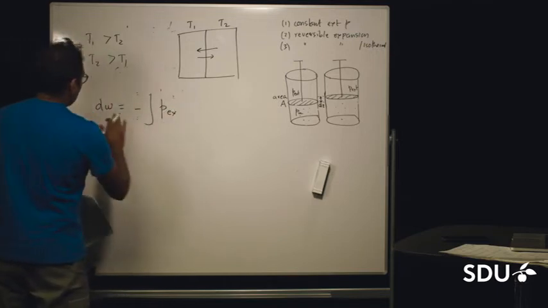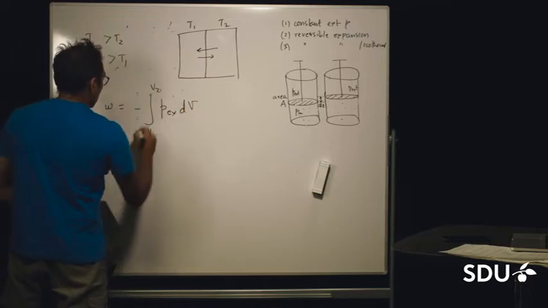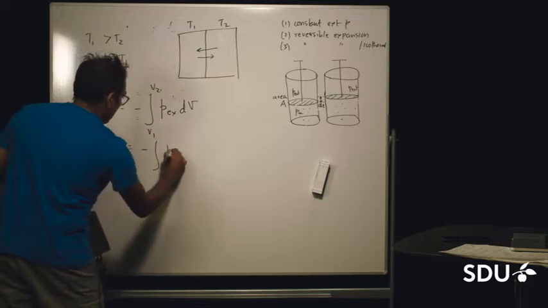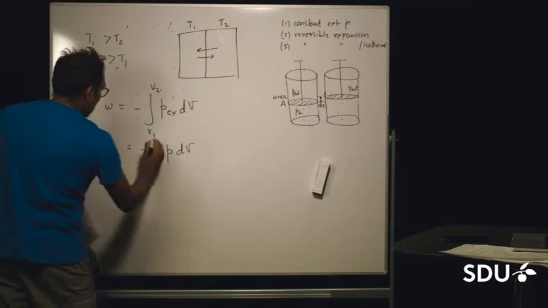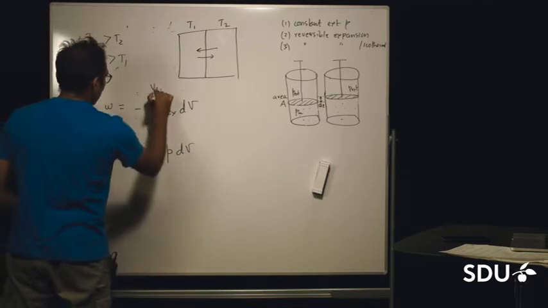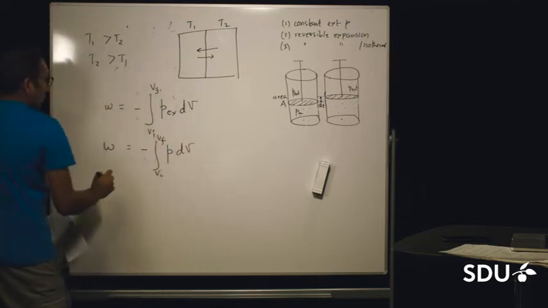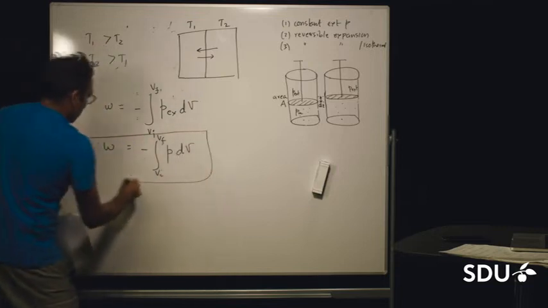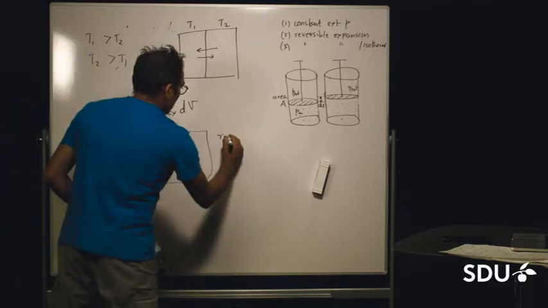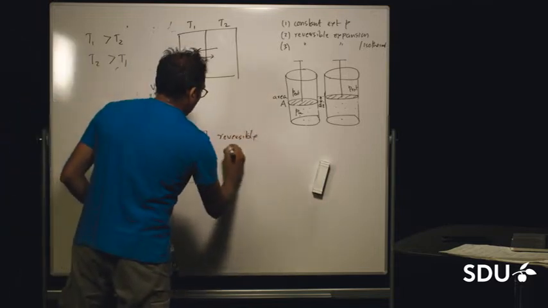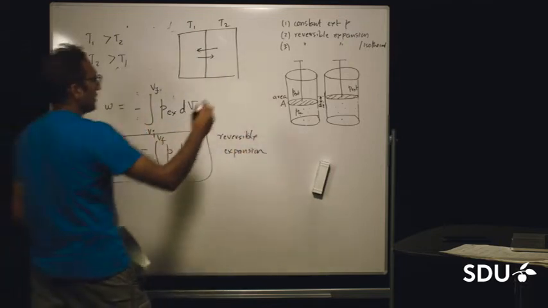which we previously defined as this, will now change to minus P dV, where P now is the same as external pressure because this is a reversible process, and this I should change to initial and final volumes. So this is the amount of work done by this gas under a reversible expansion. So that is case 2 right here.